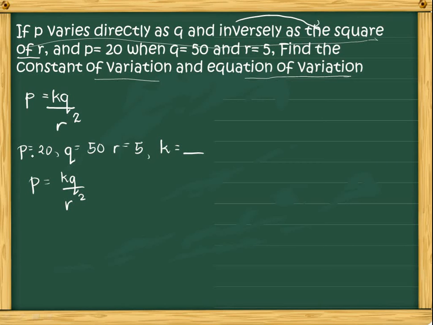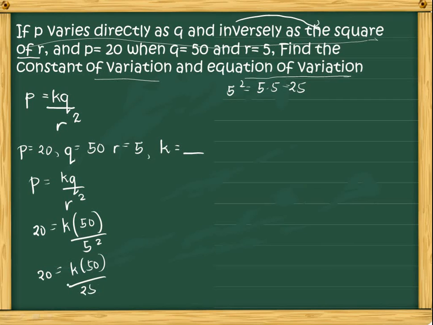Then substitute the value of P, which is 20, equal to k times the value of Q, which is 50, all over the value of R, which is 5. And take note, 5 is squared, so 5 squared is 5 times 5, which is 25. So 20 is equal to k times 50 all over 25. The denominator of a whole number is 1, so apply cross multiplication. We have here 20 times 25 is equal to k times 50.